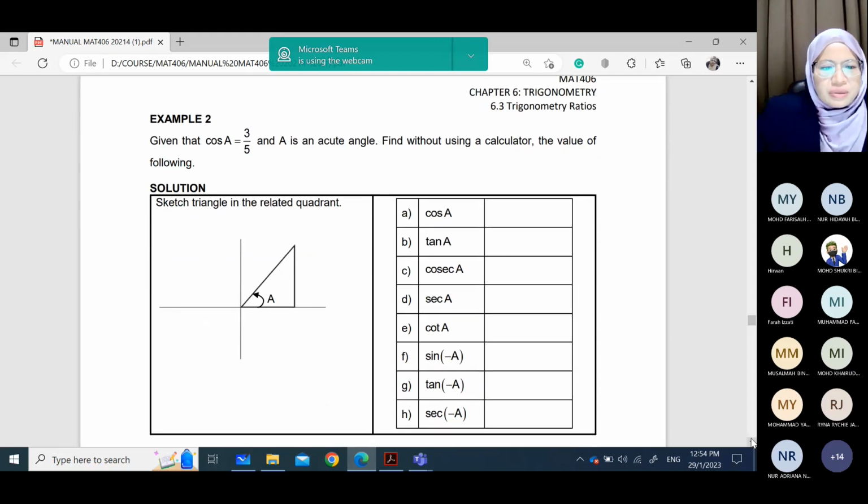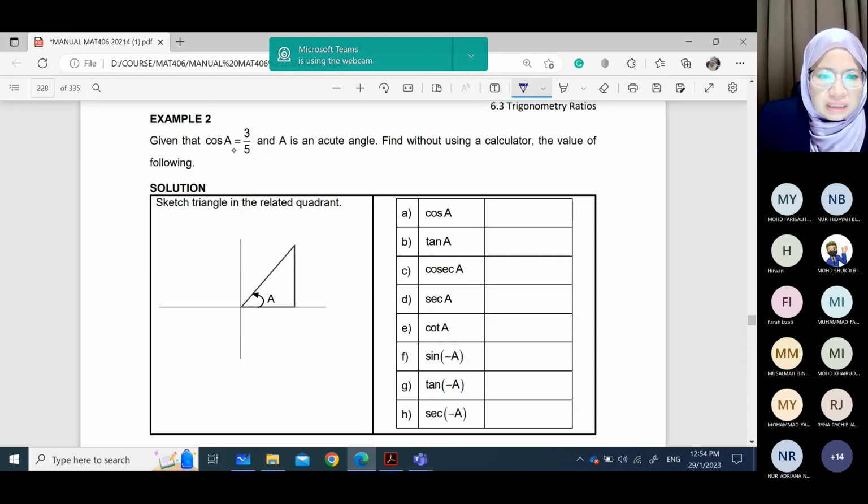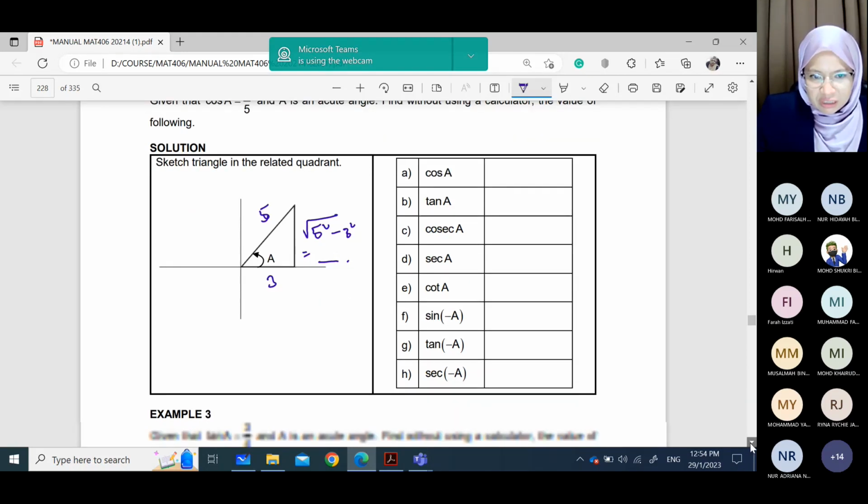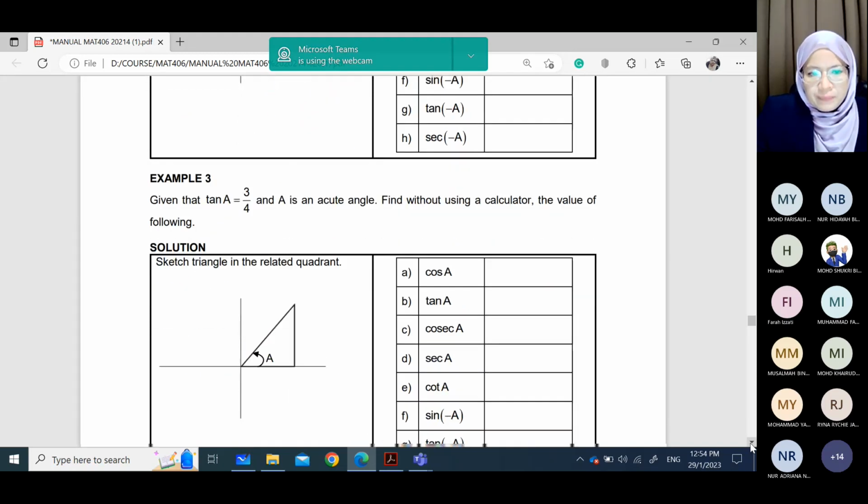Okay, ni pun sama jugalah. So, cosine A 3 over 5. So, cosine A adjacent yang dekat dengan angle. This one is about 3. Hypotenuse is 5. So, yang ini square root 5 squared yang paling panjang kita tolakkan dengan yang ini 3 squared. So, you akan dapat berapa? So, ambil je nilai dia daripada angle, daripada triangle. Dan you akan dapat jawapan dia. Sama juga dengan yang ni.